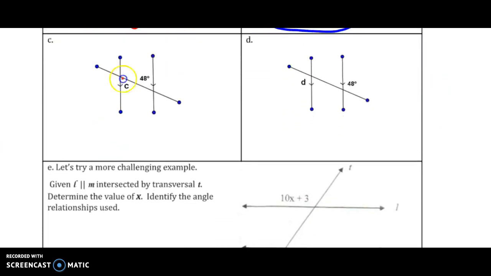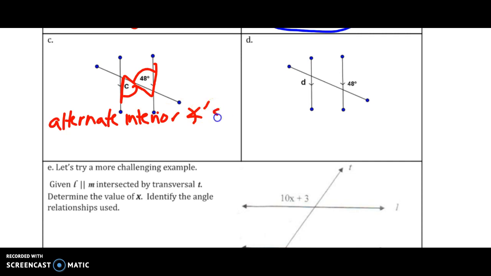For example C, our angles fall within the little Z here. They are on opposite sides of the transversal inside of the parallel lines. So these are alternate interior angles. And because we were given parallel lines, we know that angle C equals 48 degrees. Alternate interior angles are congruent when the lines are parallel. When the alternate interior angles are congruent, the lines are parallel.